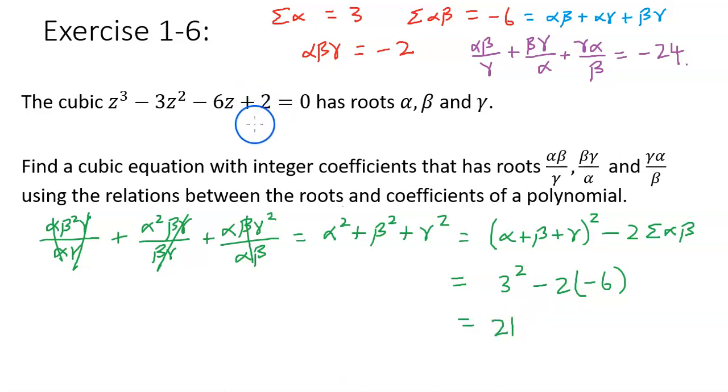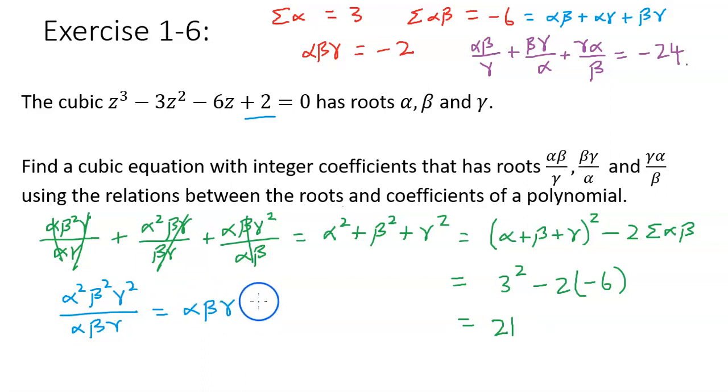And lastly, to find the negative of our constant coefficient, we just need to multiply all three of the roots together, and that's nice and easy. It's just going to be alpha squared beta squared gamma squared divided by, and then on the bottom, alpha beta gamma. So of course that's just equal to alpha beta gamma, which is equal to -2.